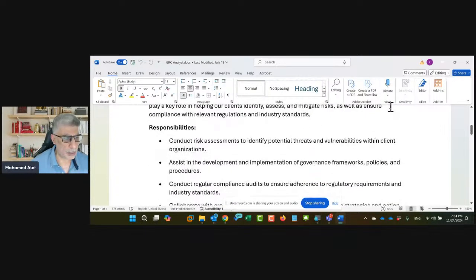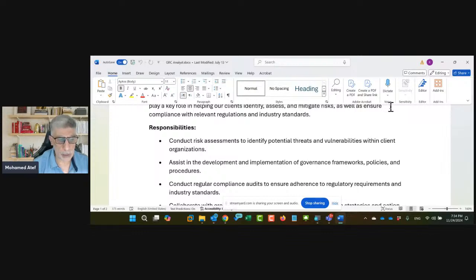And as you can see, the responsibilities of the GRC analyst are mainly focusing on three different skills. First, governance. You need to understand what information security governance is, and how to design and implement information security governance. This is one of your responsibilities.